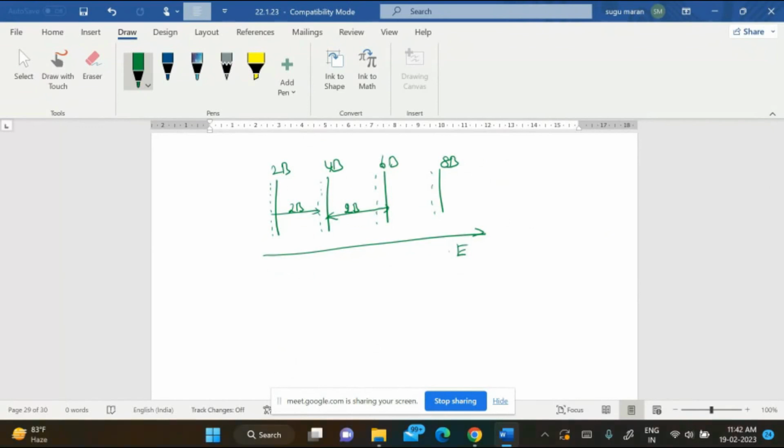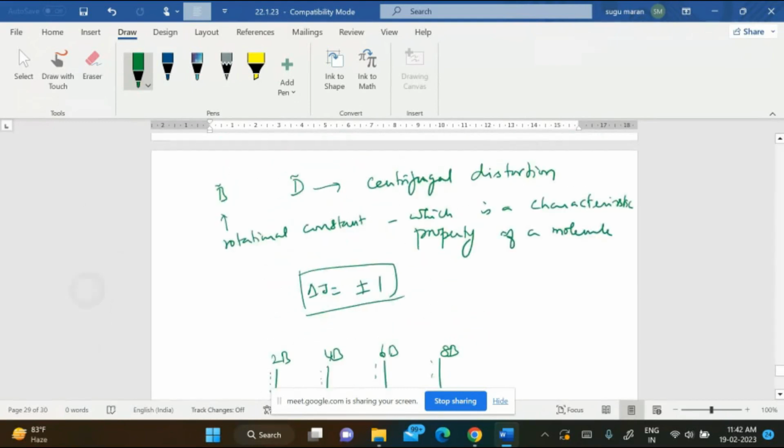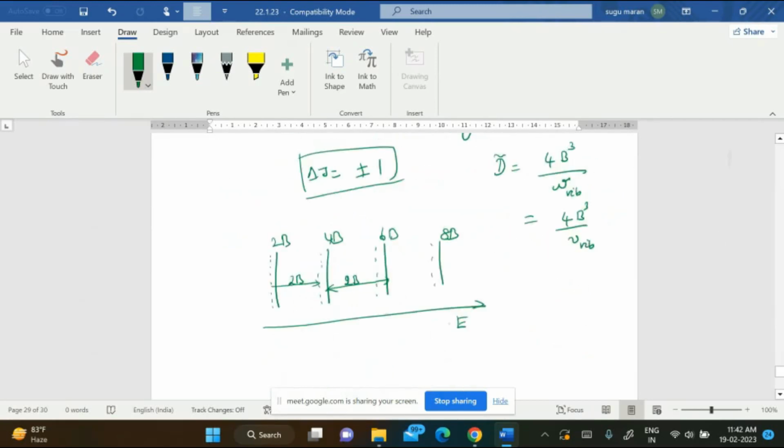Real molecule, how the molecule behaves, right? So that is what it means. Now coming to the distortion. Distortion I have written as D, centrifugal distortion, which is nothing but 4B cubed divided by omega vibration, or for my convention, I can write B cubed divided by the fundamental vibrational frequency. Some books give omega vibration, which is nothing but the vibrational frequency, right?